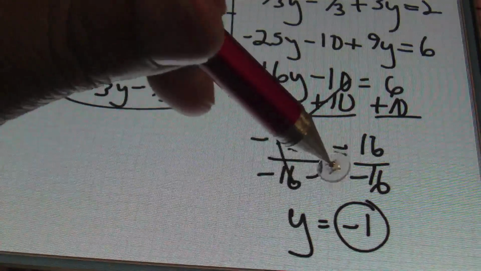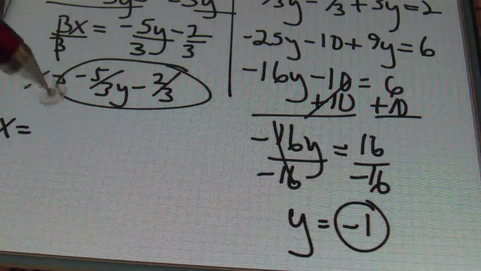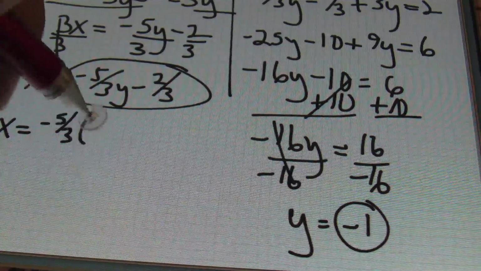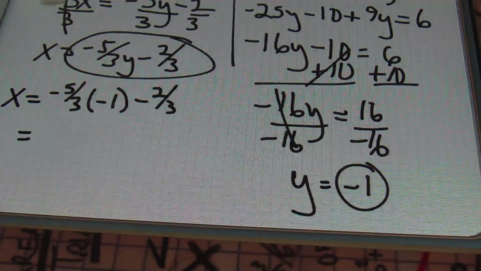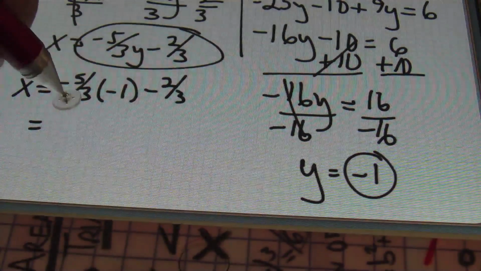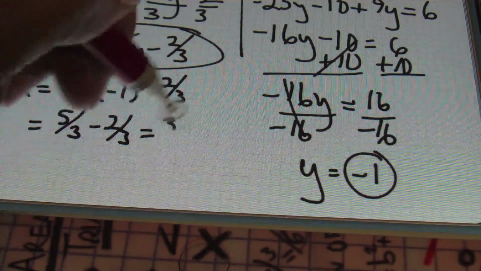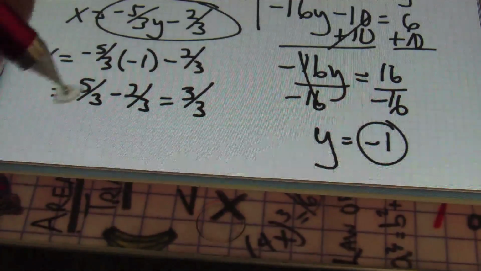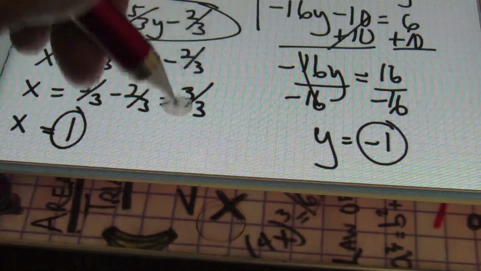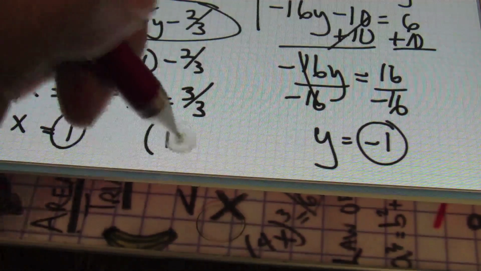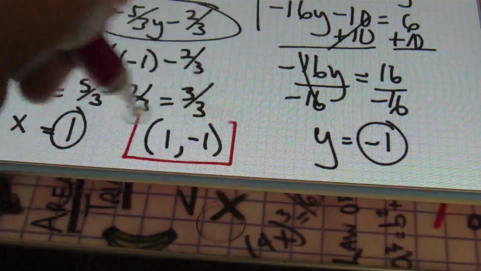So now that you know y equals negative 1, we'll plug that into where we have x isolated. So x equals negative 5/3 times negative 1 minus 2/3. From here, negative 5/3 times negative 1 becomes positive 5/3 minus 2/3, which is 3/3. Well, 3/3 equals 1. That's it. So x equals 1. Knowing that, my solution is 1, negative 1. Remember, as an ordered pair, you always write your x value first and then your y value.